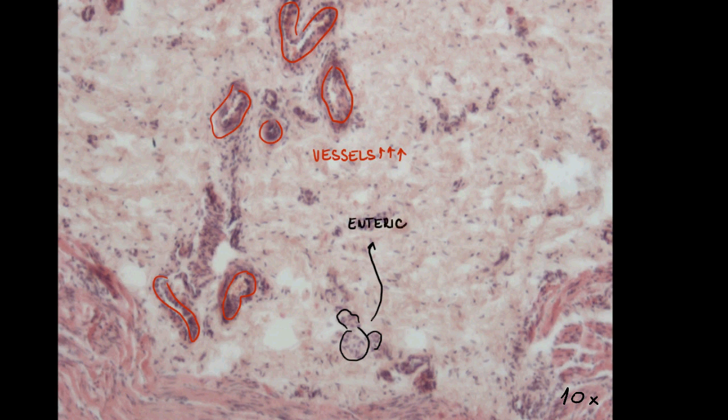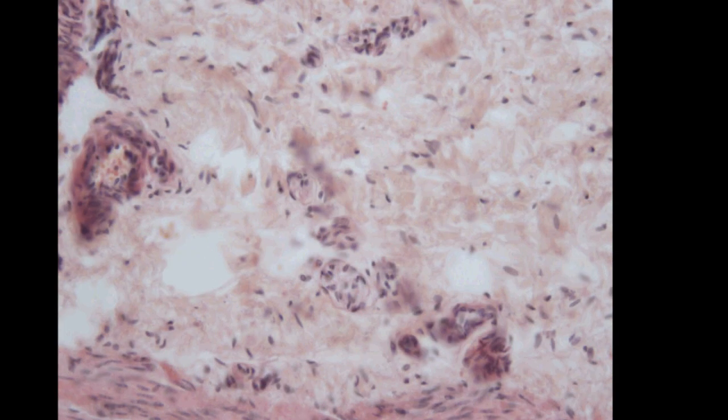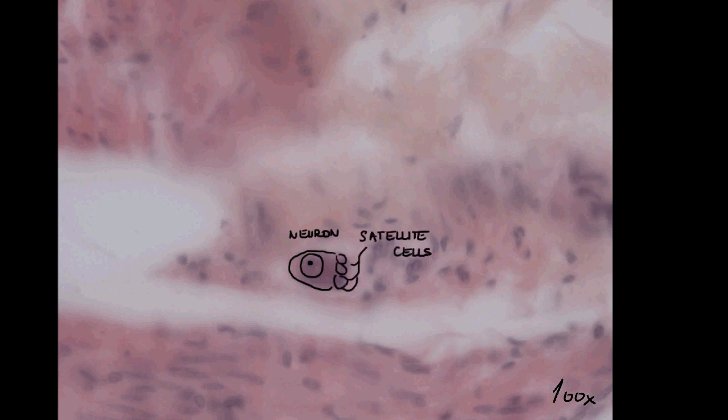We can sometimes find parts of the enteric nervous system, namely nerve fibers and little ganglia. In submucosa, it's called Meissner's plexus or submucosal plexus. We can see a neuron of a ganglion here with satellite cells, which are part of a group of cells called glial cells.